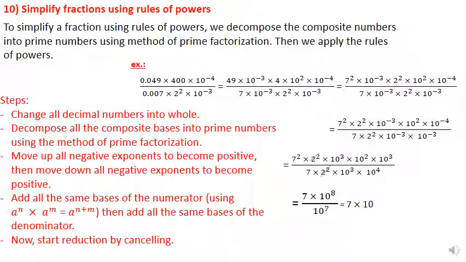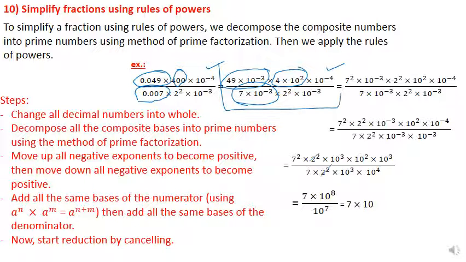What I'm trying to say is, let me change the color here, I'm going to use blue. So instead of 0.049, it's 49 times 10 to the power minus 3. Instead of 400, it's 4 times 10 to the power 2. 10 to the power minus 4 is already in the whole part. Instead of 0.007, it's 7 times 10 to the power minus 3. And now, after doing this, you have to write all the numbers as prime numbers. So the 49 is 7 squared. The 4 is 2 squared. And all the rest are the same.